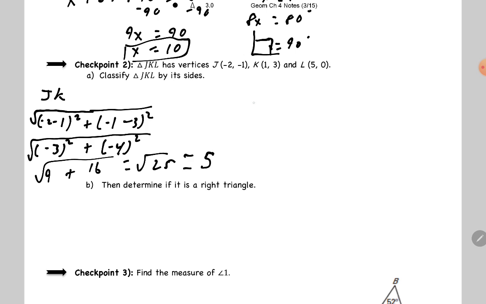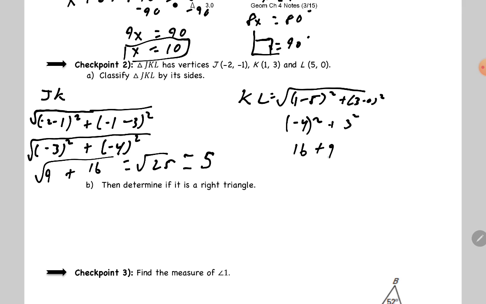So we have JK, let's do KL. I'm going to just do left, right again. 1 minus 5, and then 3 minus 0. So I got negative 4 squared plus 3 squared. So 16 plus 9, that's 5. So we have at least an isosceles triangle right now because 2 of the sides are the same.